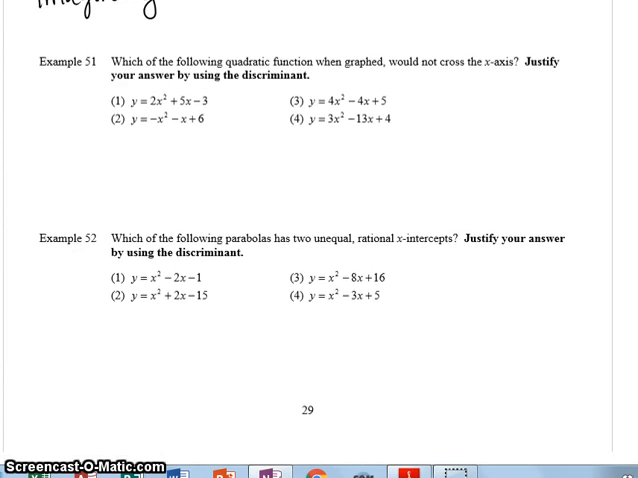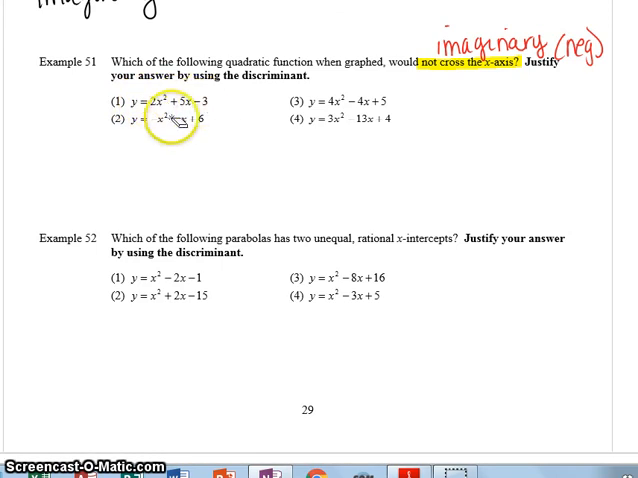Example 51. Which of the following quadratic functions, or graphs, would not cross the x-axis? In your head, if it's not crossing, it's imaginary. If it's imaginary, it's going to have a negative discriminant. So what you're going to do is go through all of these choices and calculate the discriminant. On choice 3, you will get that the discriminant is negative 64. And because it is a negative, you know that it is imaginary, therefore it does not cross the x-axis. Choices 1, 2, and 4, your discriminants come out to be non-negative numbers.